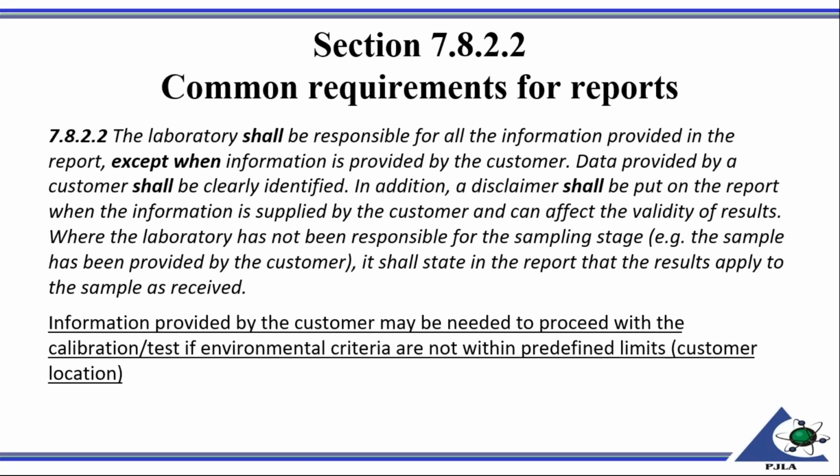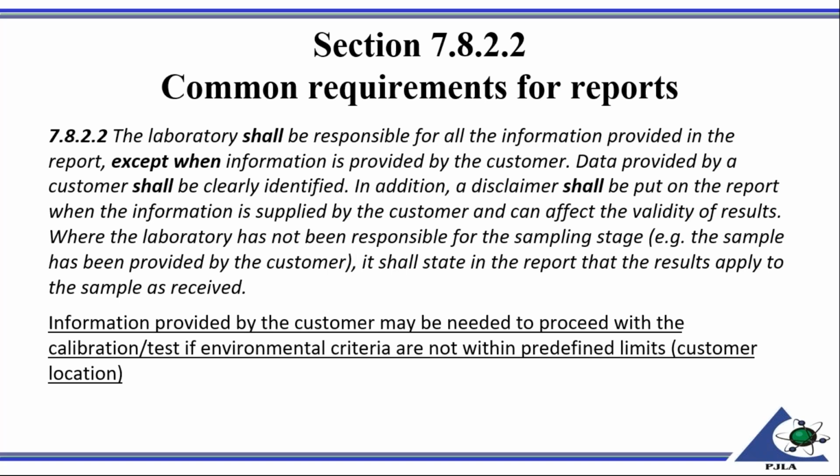It could be any number of things, but any time that information is provided that you are not responsible for, the customer is going to be responsible for that, obviously. Data provided by a customer shall be clearly identified. That's pretty straightforward. In addition, a disclaimer shall be put on the report when the information is supplied by the customer and can affect the validity of the results. So if the customer is providing some information that could affect how valid the results are, you need to put a disclaimer on that report or that certificate, the calibration certificate.